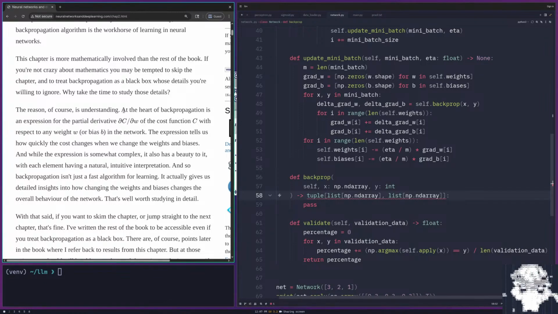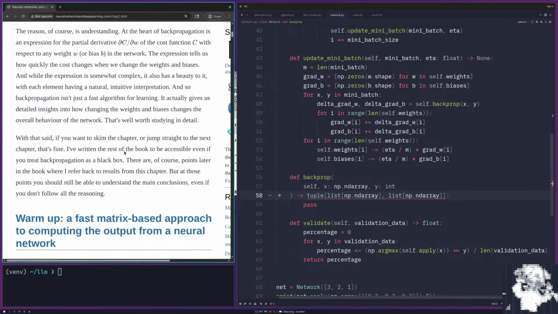At the heart of backpropagation is an expression for the partial derivative ∂C/∂w of the cost function C with respect to any weight w or bias b in the network. The expression tells us how quickly the cost changes when we change the weights and biases. And while the expression is somewhat complex, it also has a beauty to it, with each element having a natural, intuitive explanation. And so, backpropagation isn't just a fast algorithm for learning, it actually gives us detailed insights into how changing the weights and biases changes the overall behavior of the network. That's well worth studying in detail.